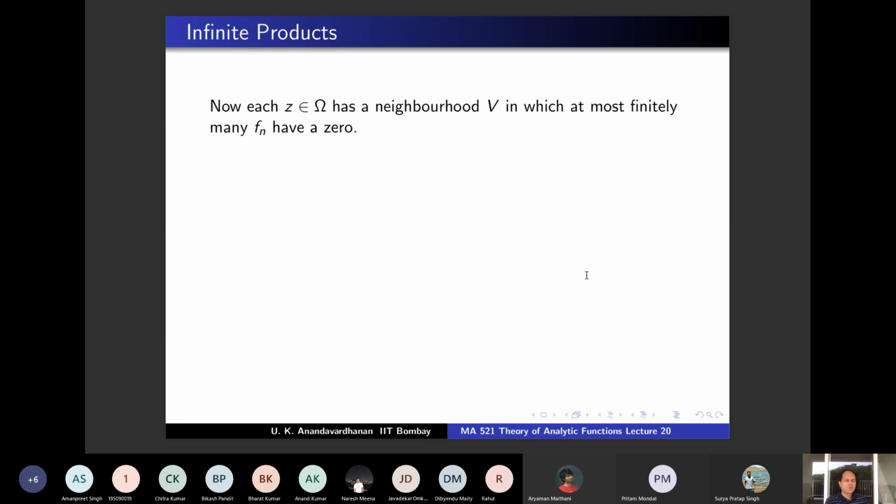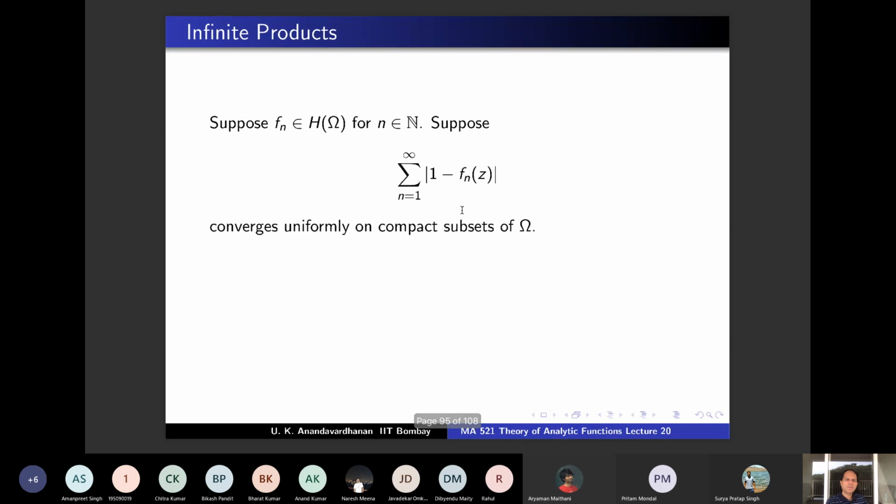Okay, so given a point z, there is a neighborhood V in which at most finitely many of these fn's will have a 0. Why is that? Otherwise, whatever neighborhood you take, if infinitely many of the fn's have a 0, that should contradict this condition: this converges uniformly on compact subsets, right? Because if infinitely many fn's are 0, what does that mean? What is the meaning of this converges? That means from n0 to infinity, after a stage, this can be made arbitrarily small. Given any epsilon, there is an n0 so that the sum from n0 to infinity is less than epsilon.